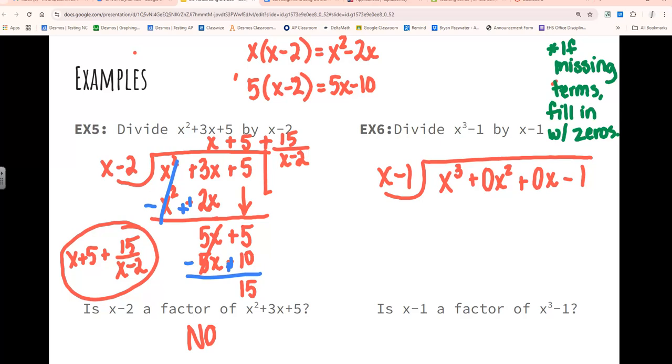All right, so I'm asking myself to divide. I'm asking myself, what times x gives me x to the third? So, Fernando, what times x would give me x to the third? Good. X squared times x would give me x to the third. So, I've divided. Now I need to multiply. So, when you're multiplying, you're doing x squared times x minus 1, right? So you would distribute here, and you would get x to the third minus x squared. So that goes here.